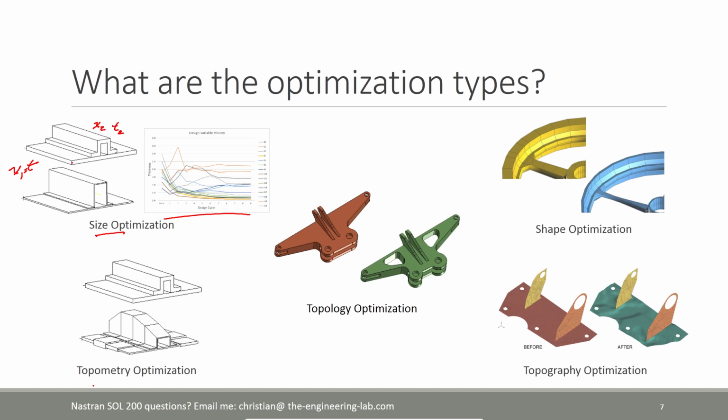What is topology optimization? This is almost the same as size optimization, but instead of defining one variable x1 equals t for the entire plate, it's going to create multiple design variables, one for each element. So here you can have element 1 equals t, x2 for element 2 equals t, and so on for each element.